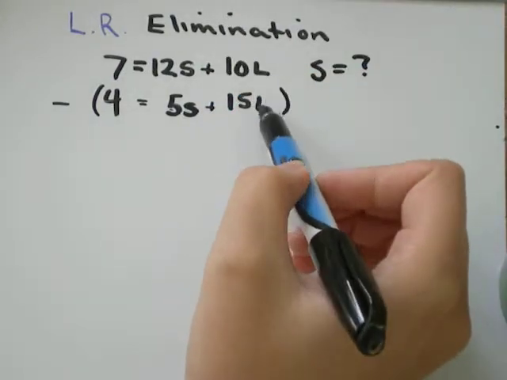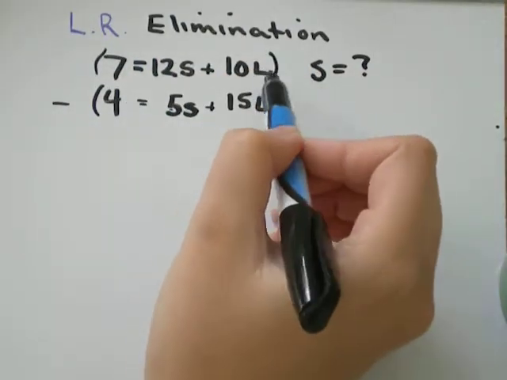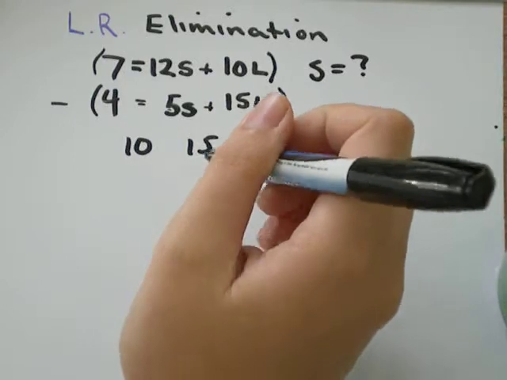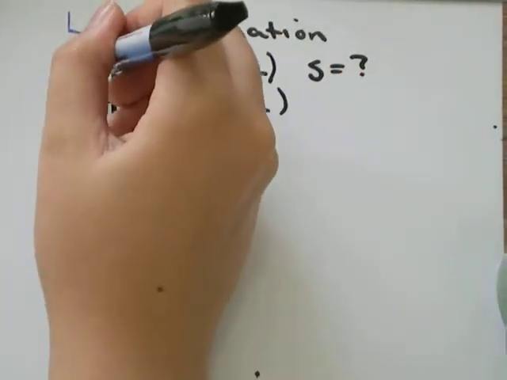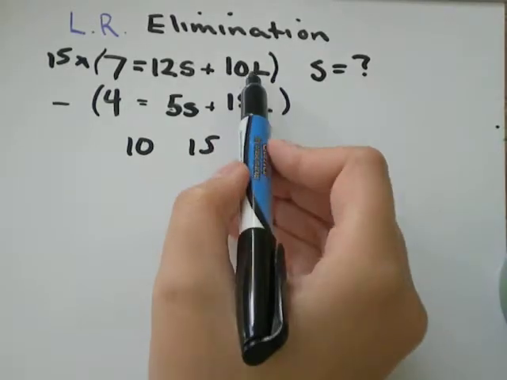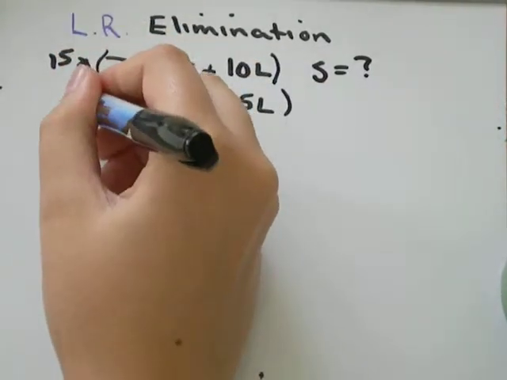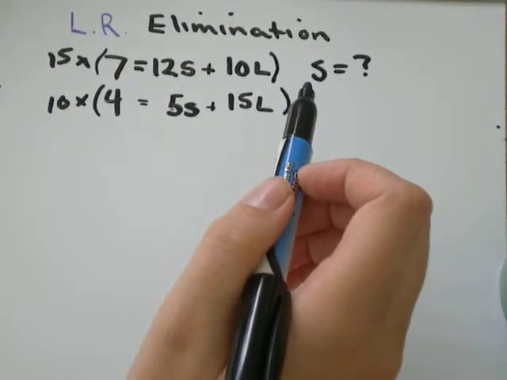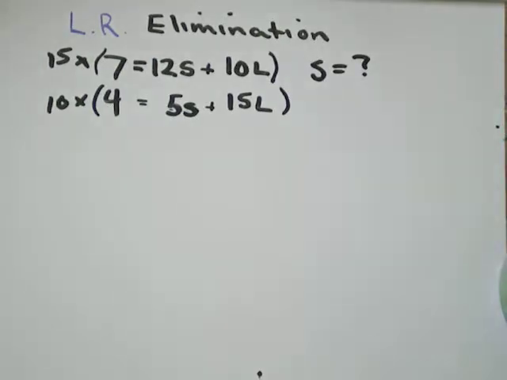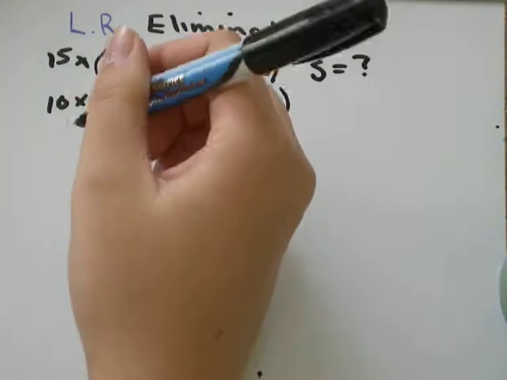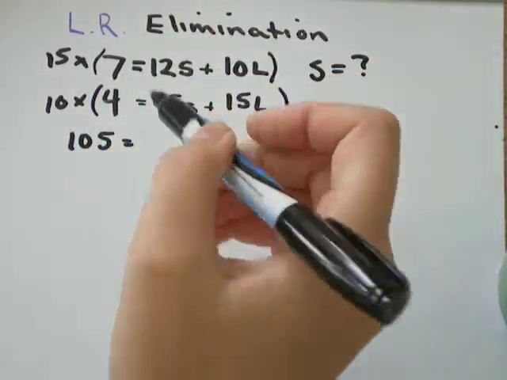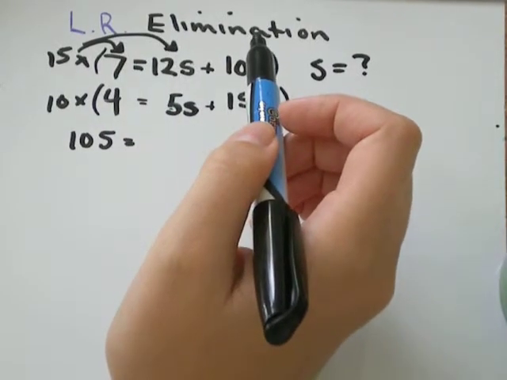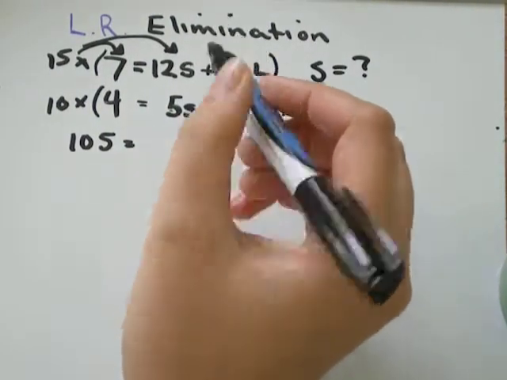So because it's the L's that I'm trying to make disappear, I'm going to turn 10 and 15 into the same number using multiplication. What I'm going to do is that's 15, so I'm going to multiply everything in this equation by 15. That one is 10, so I'm going to multiply everything in the second equation by 10. When I do that, I get 15 times 7, which would be 105. Use the distributive property. You need to multiply everything by the number. 12 times 15 will be equal to 180.